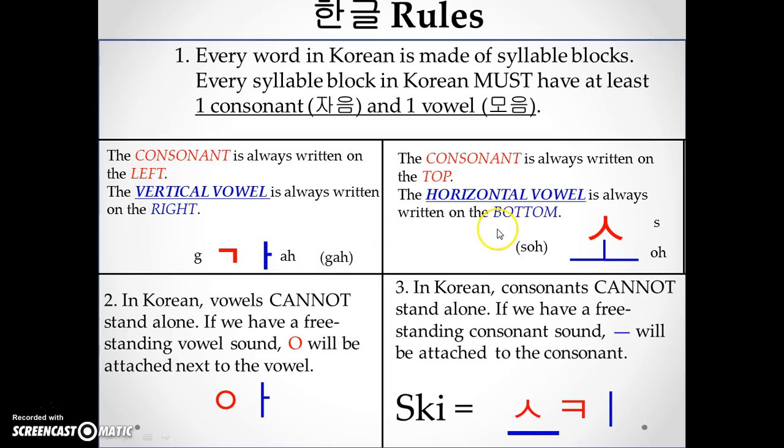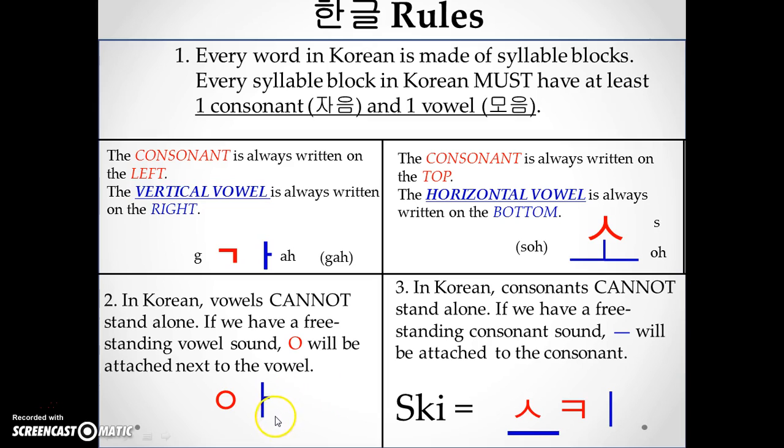For the horizontal vowels, the consonant is always on the top and the vowel is always at the bottom. So you read the consonant first. This is an S sound, and then you have the O vowel. Put them together, you have so.